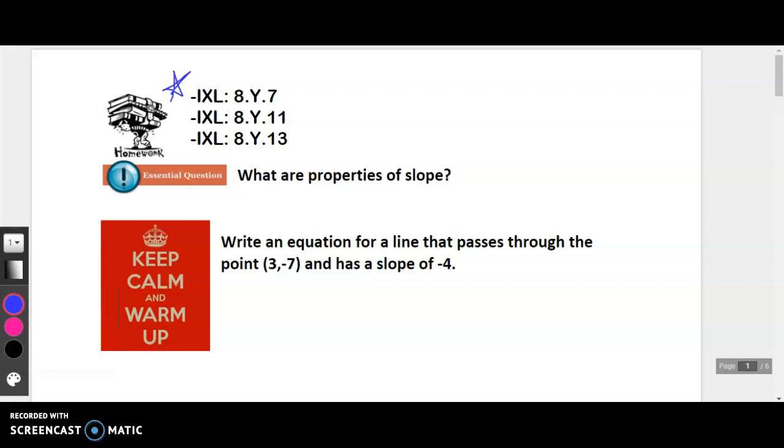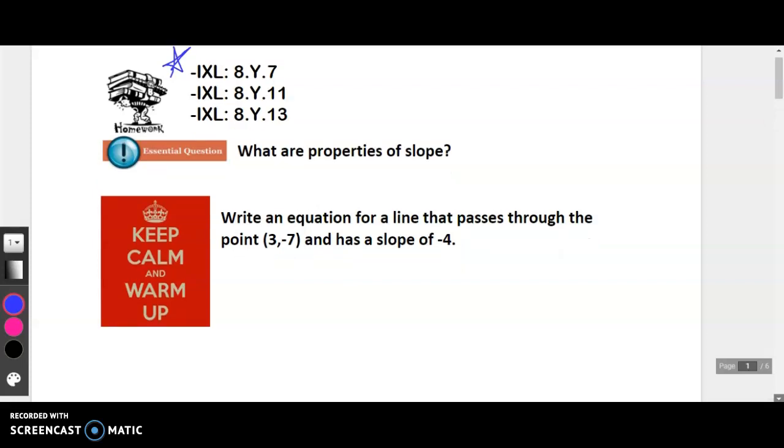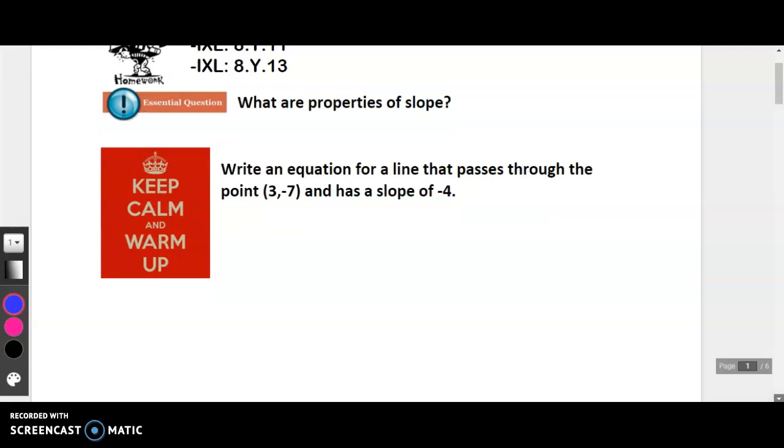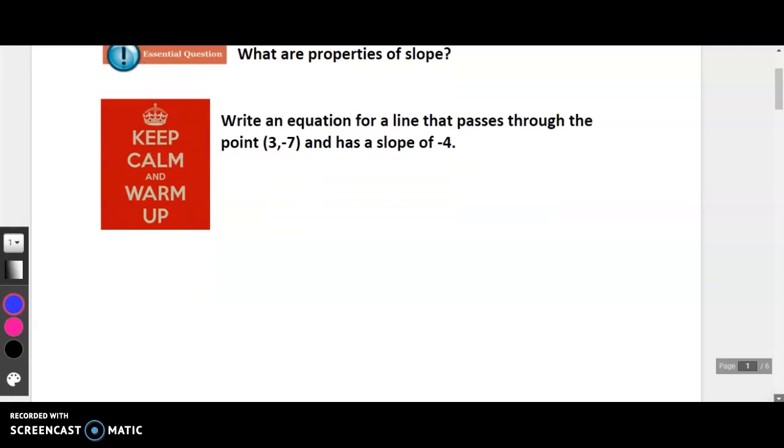Today we're going to talk more about slope, and we're going to continue with what we left off last week. For the warm-up, or for what we're going to start with, I want to talk about writing an equation for a line that passes through the point (3, -7) and has a slope of -4.